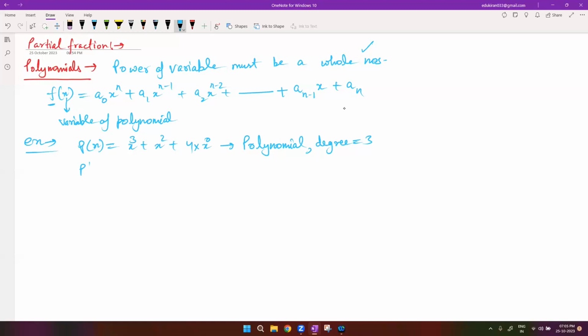Now, for example, let's take another polynomial, and let's say the name of the polynomial this time is q(x). Okay, sorry, I'm not taking a polynomial, I'm just taking an algebraic expression. You will tell me whether this is a polynomial or not. Is this a polynomial? Yeah, guys, is this a polynomial?